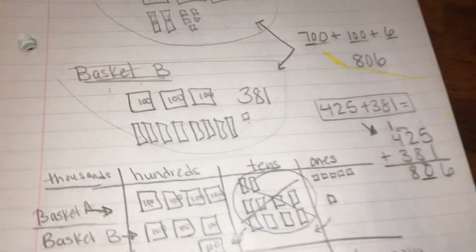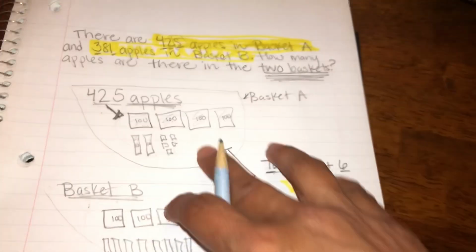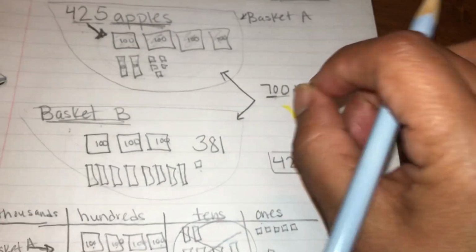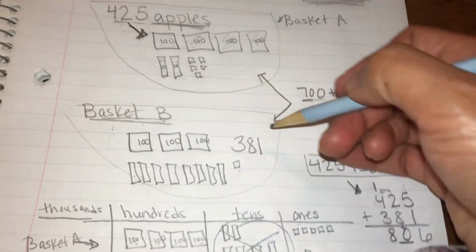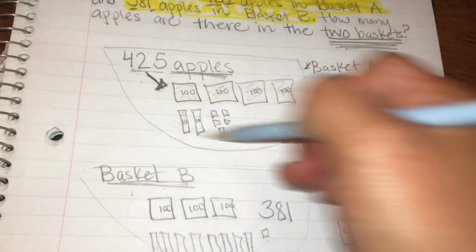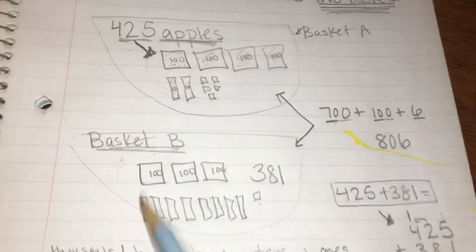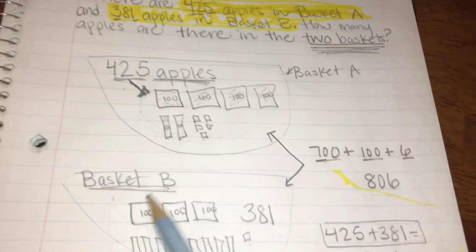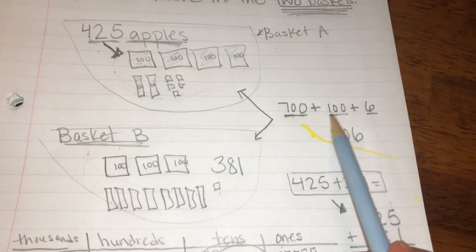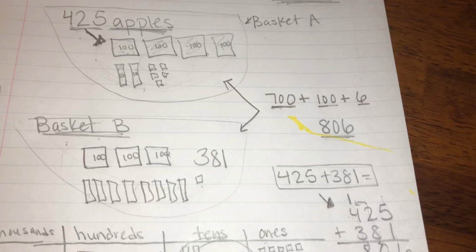Okay, so after they figure this out, then they have to write an explanation where they tell me how they figured it out. So everyone is going to have an explanation that's a little different depending on which model they used. So if they use this one in their explanation, they're going to tell me that they drew a model to represent the 425 apples using hundreds, tens, and ones for basket A and for basket B. And then they combine the hundreds, they combine the tens, and then at the end they combine the ones. So their total was 806 apples.